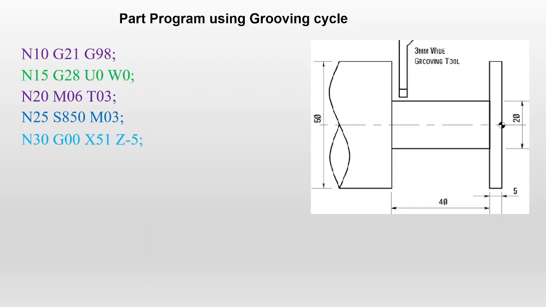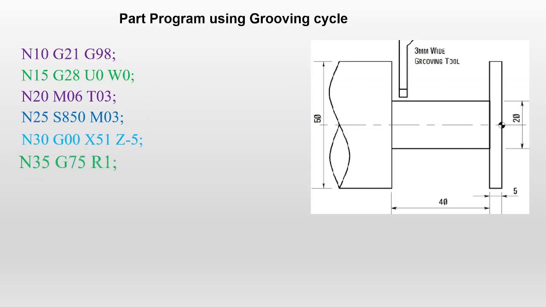Now bring the tool from the reference point to the tool entry point. This movement is a rapid movement. Then I'm using G00 for rapid movement, and X51, just 1 mm above the workpiece, and Z equal to -5, because the groove will start after 5 mm length. So I give X equal to 51, Z -5.